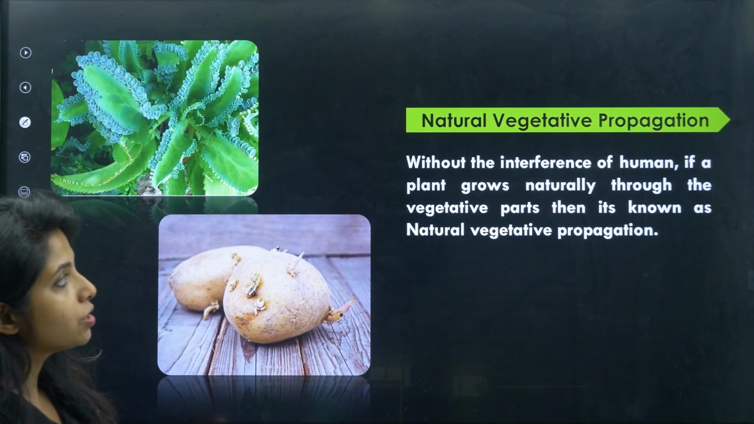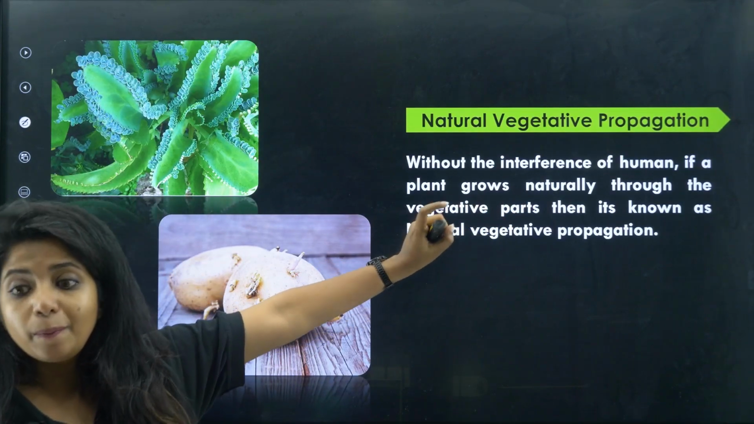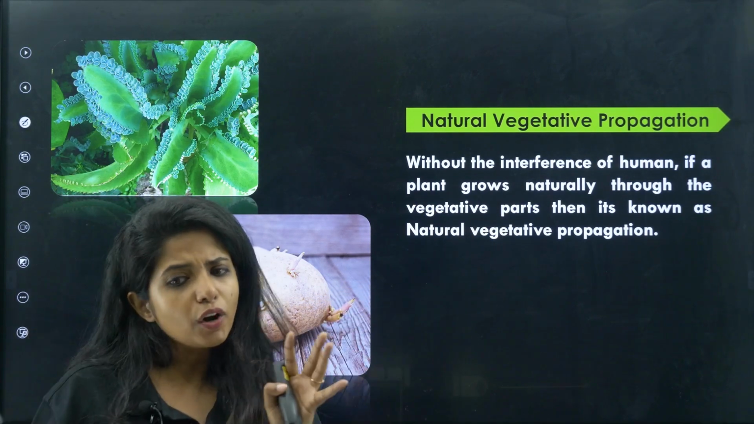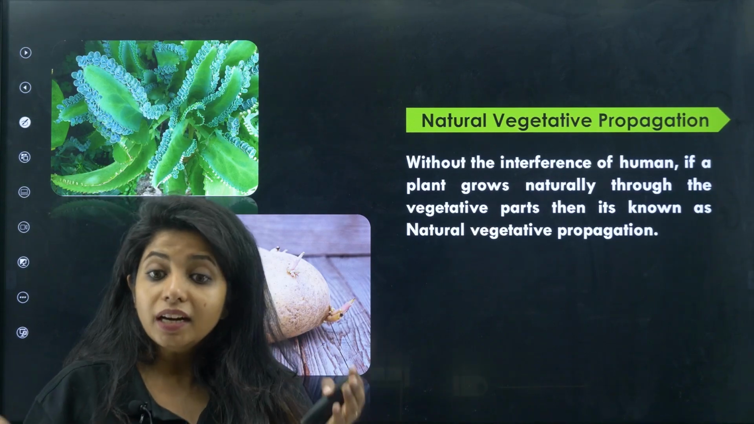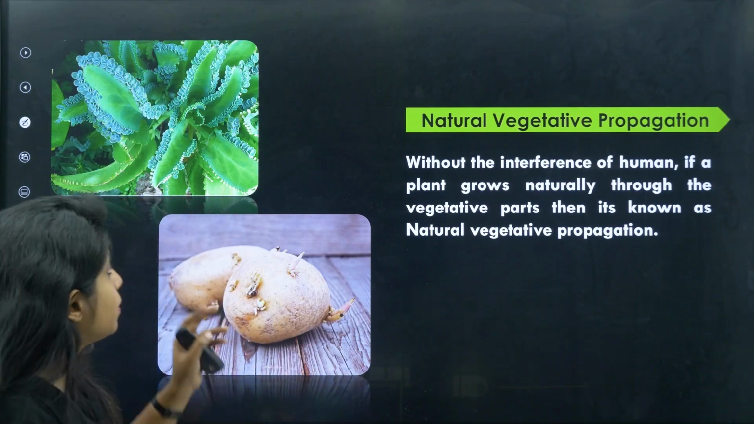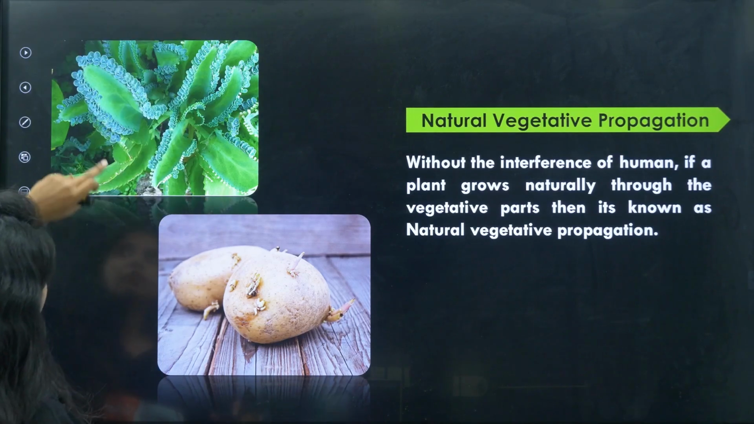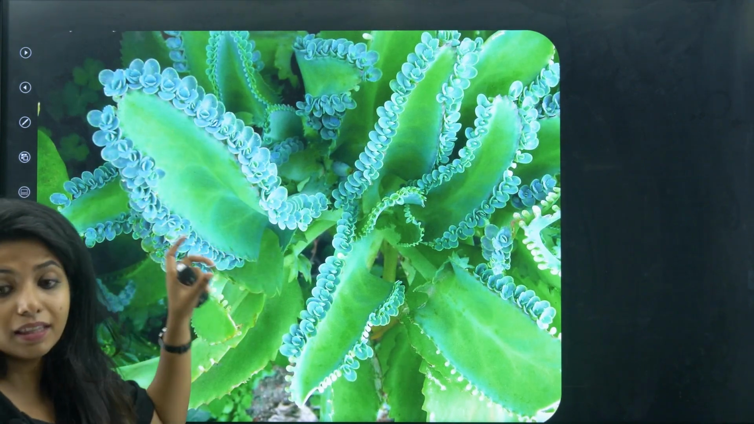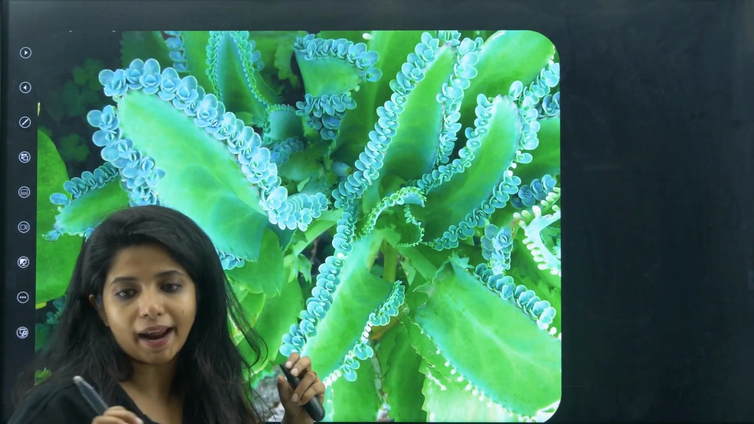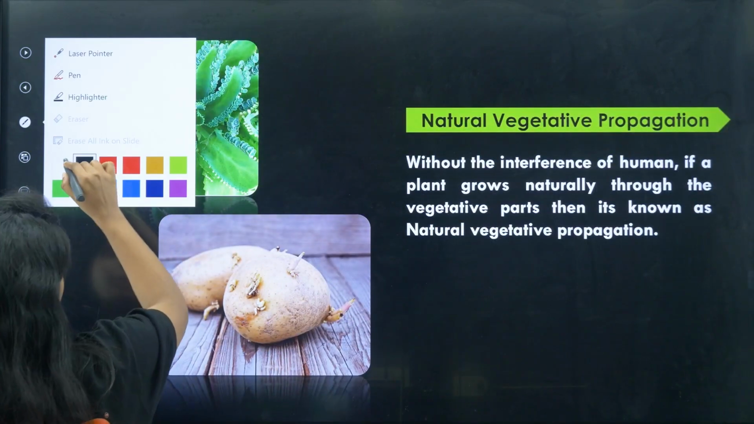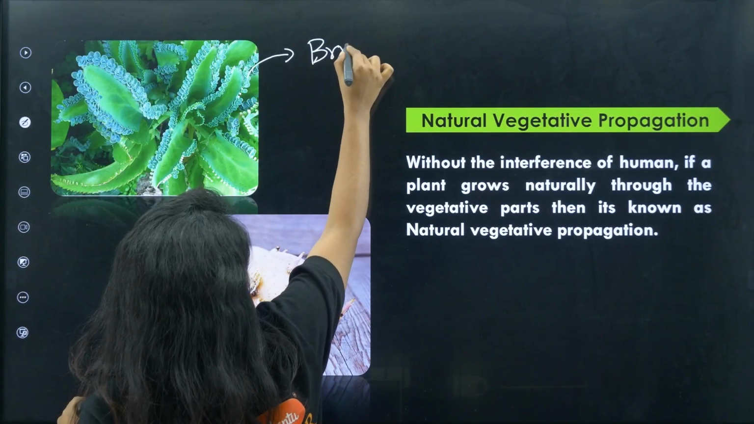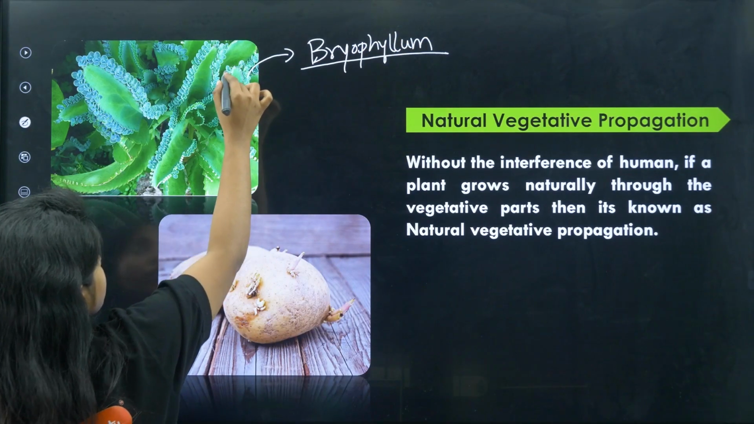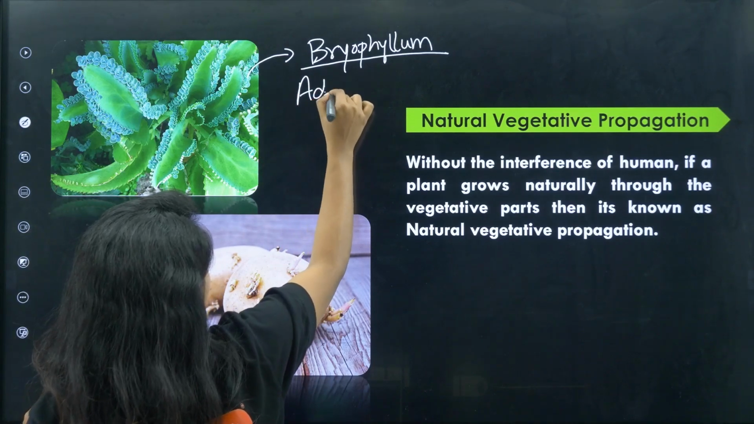So, natural vegetative propagation is without the interference of a human, that is me. If a plant grows naturally through vegetative parts, then it is known as natural vegetative propagation. As in, it is not growing with the help of the flowers. It is growing with the help of the vegetative parts. For example, if you see over here, there is a plant which has a leaf and it is going to form new plants. This particular leaf has the capacity to form a new plant. What is the name of this particular plant that you are seeing over here? It is known as bryophyllum, children, and over here you can find these buds which you call adventitious buds.